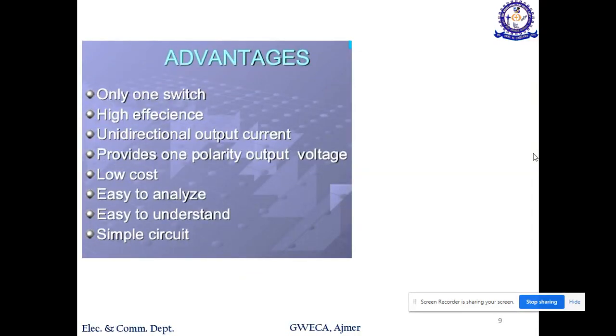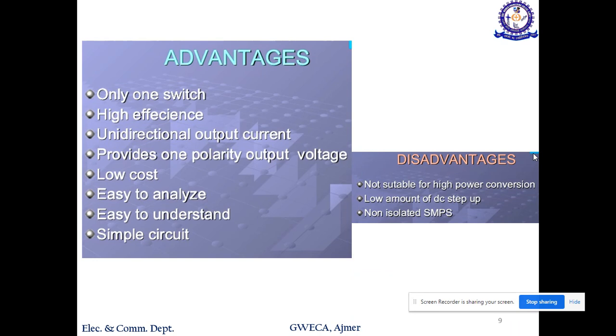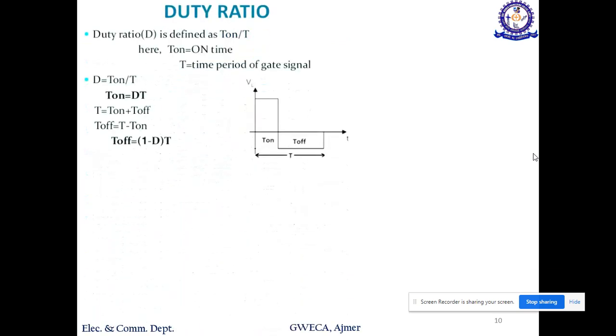So what are the advantages of this boost converter? It has one switch, high efficiency, unidirectional output current, provides one polarity output voltage, low cost, it is easy to analyze, easy to understand, and it's a very simple circuit, just like the buck converter. And what are the disadvantages? Not suitable for high power conversion, low amount of DC step up, non-isolated. SMPS stands for switched mode power supply.